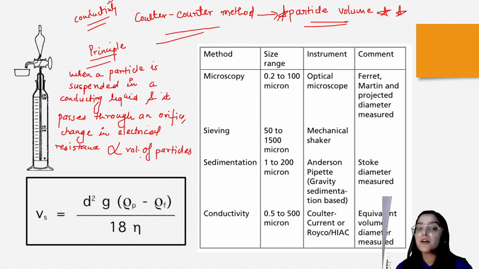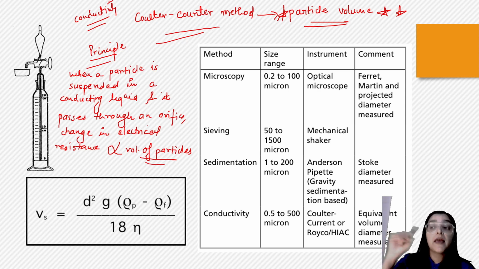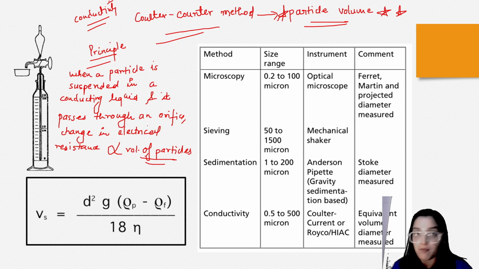So it can be understood that each time a particle passes, there will be a change in the electrical resistance as the particle passes through the orifice, which is present inside the assembly that contains the conducting liquid, right? There will be an orifice through which the particles will pass. Each time the particle passes through the orifice, there will be a change in the electrical resistance. This change in the electrical resistance is noted down and is considered to be directly proportional to the volume of the particles.